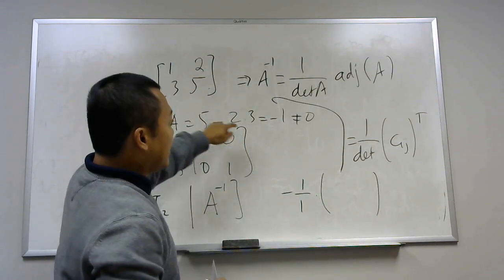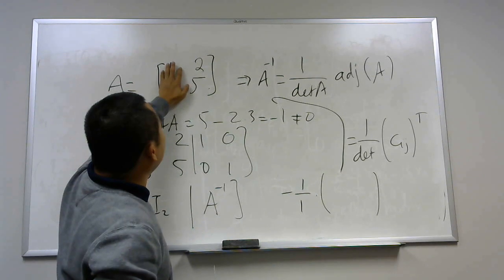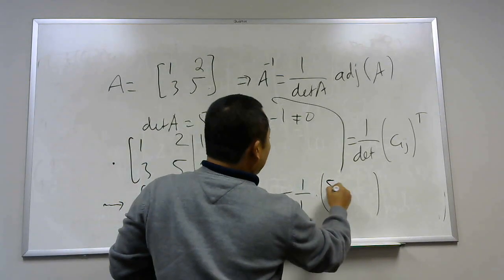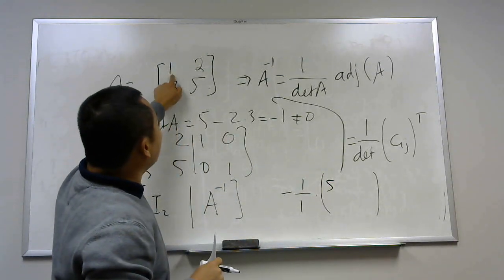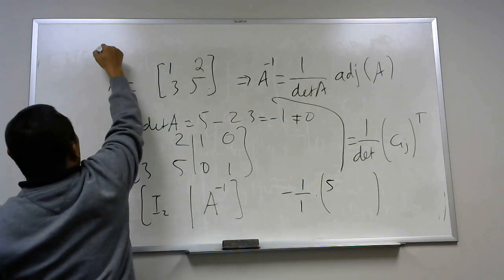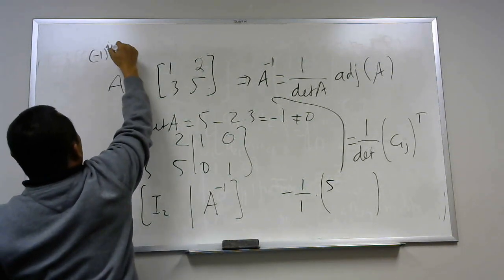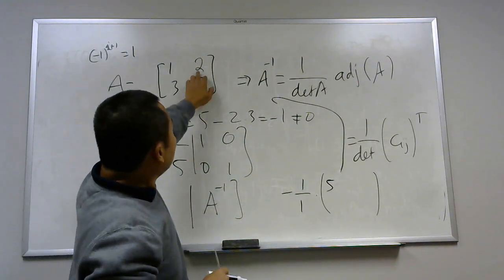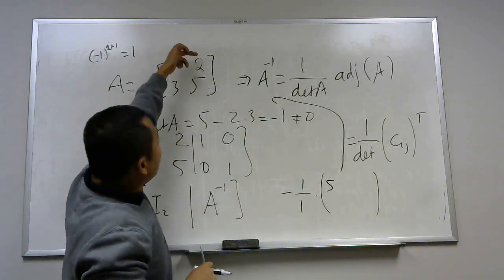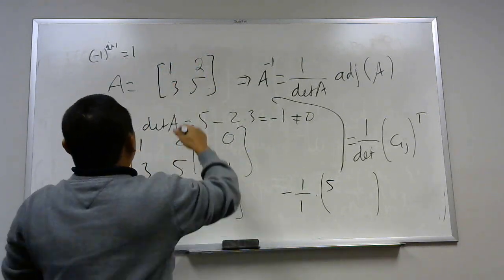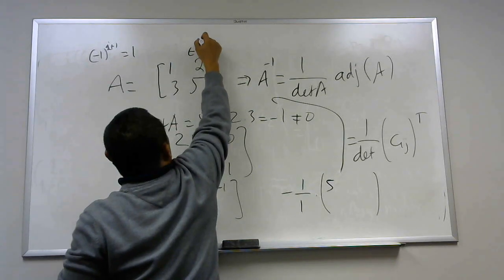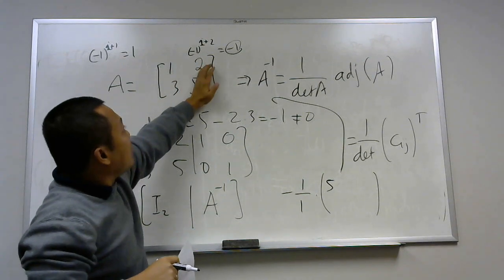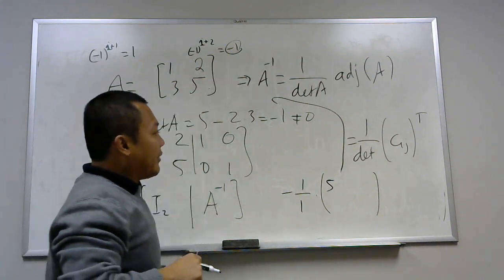Let's say, what is the cofactor of 1? Cofactor of 1 means you erase this column, you erase this row, and you get 5, right? But this is not only 5, because the position here is 1, 1, so you still have -1 to the power 1 plus 1, which is 1. So that's why we just have 5. The second one, the cofactor of 2. 2 is in position 1, 2. So here I have -1 to the power 1 plus 2, which is -1. And then I erase this row, erase this column, I have 3. With -1, I have -3 in here.